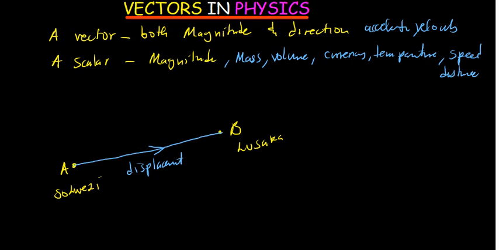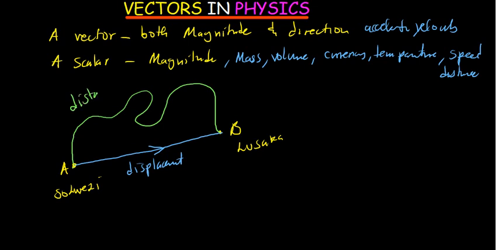Now, when you're going from Solwezi to Lusaka, you don't just go straight. Why? Because there are mountains, there are big rivers in the way, and there are big rocks. So you might travel to Chingola in the Copper Belt, Kitwe, Ndola, those places. You'll go in different places, and then you are going to reach Lusaka. The actual path that you are going to take to move from point A to point B, that is what we call distance.